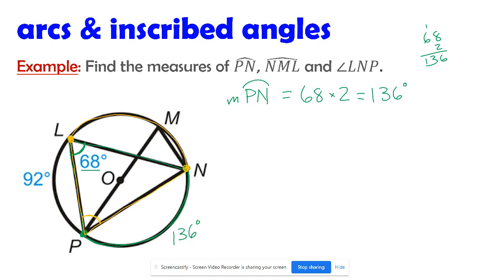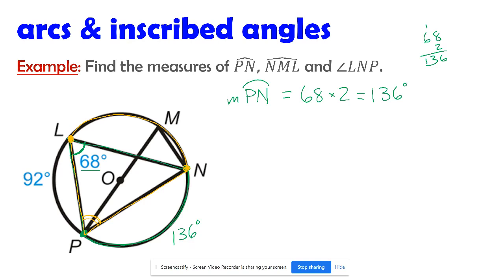Now, the problem with this angle is we have no information about it. So we can't do the same thing we did for arc PN. We don't have an inscribed angle to use. So now we got to kind of look at the circle and see what else we know. Well, here's one thing we know. We know that the green arc down here is 136. This other piece over here on the left is 92.